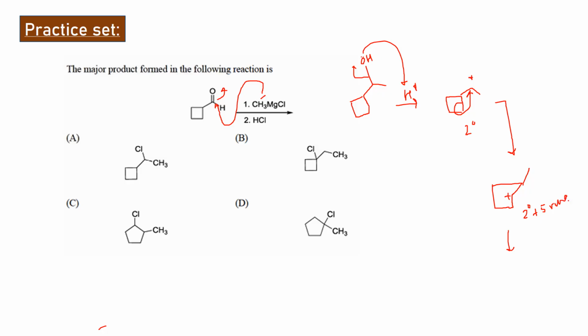Another possibility is this: there is a proton here. This proton can be shifted to this carbocation center, generating this cyclopentane with the positive center at this position. This becomes a 3 degree with the 5-member ring, which is more stable.